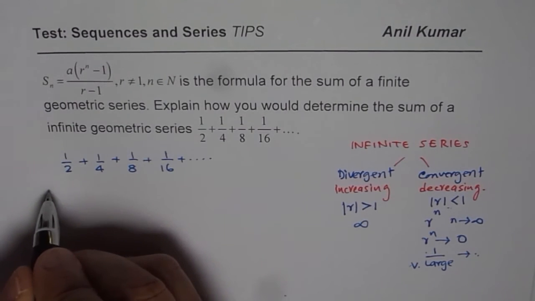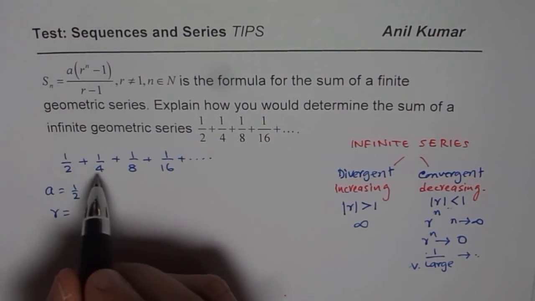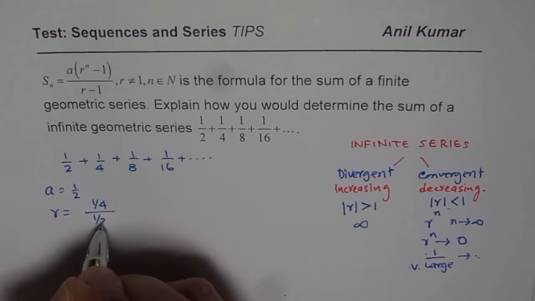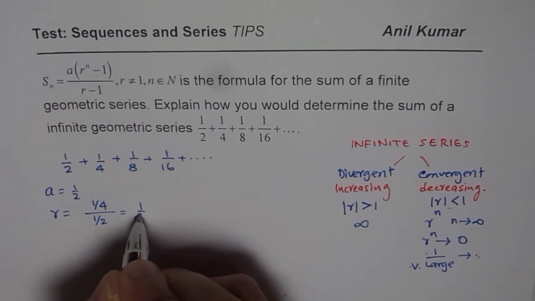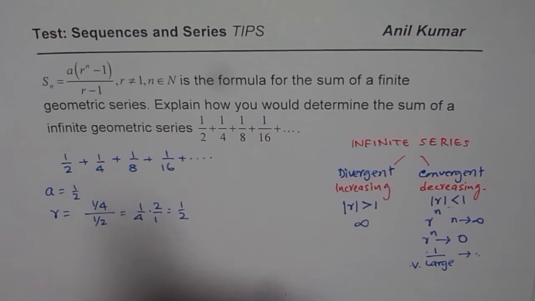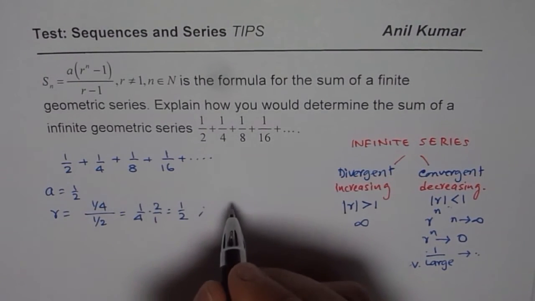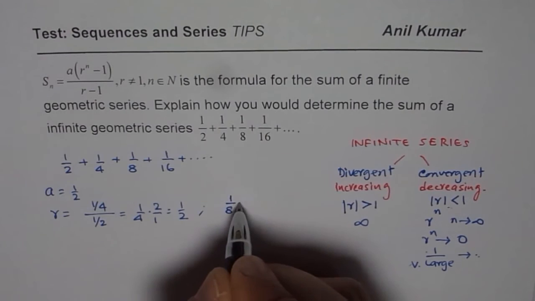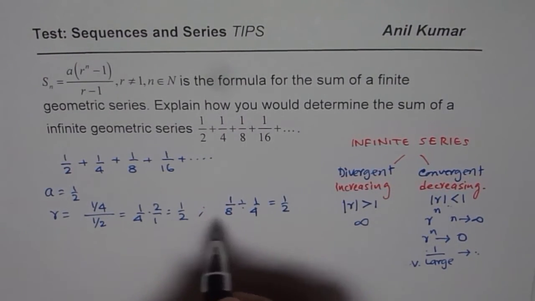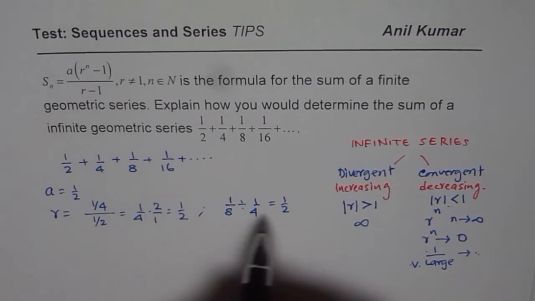So we'll use this concept to solve the given question. Now what we are saying here is that a equals half, the first term, and r equals what? The ratio of consecutive terms, that is 1 over 4 divided by 1 over 2, which is 1 over 4 times 2 over 1, or equals half. Now if we find the ratio of the next two terms, 1 over 8 and 1 over 4, the ratio is still the same. 1 over 8 divided by 1 over 4 gives half. So the ratio is constant, and r is half for us.